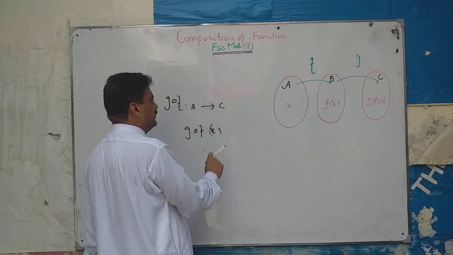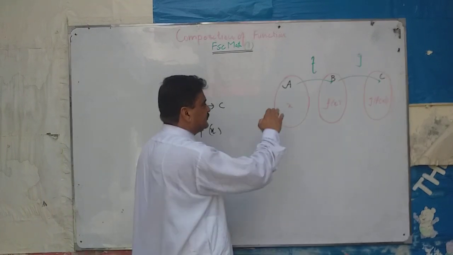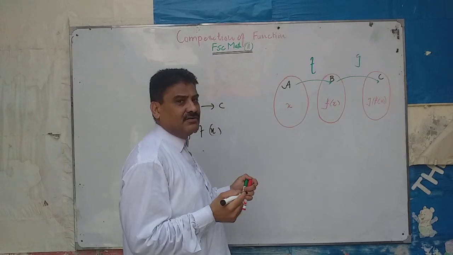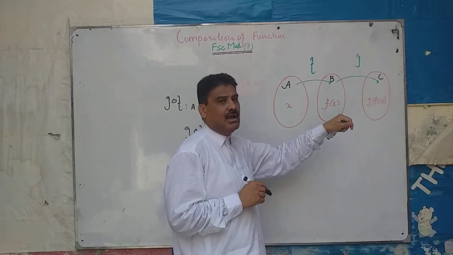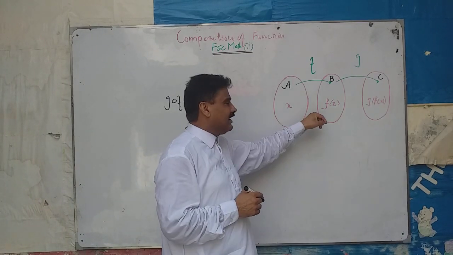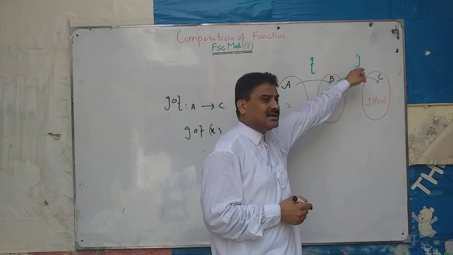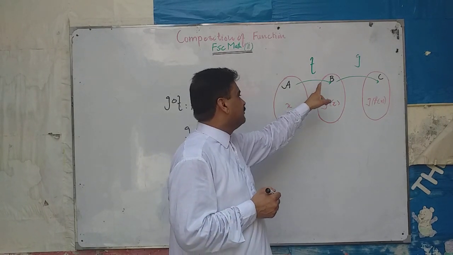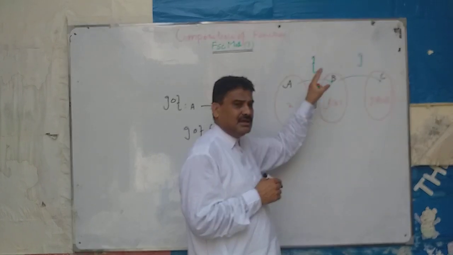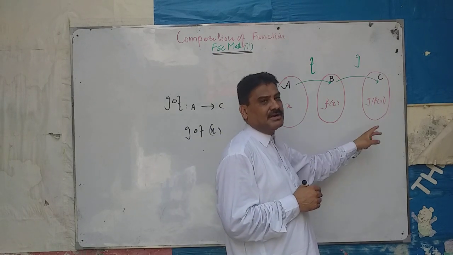Once again, I repeat. If we take three sets A, B and C, and f is a function from set A to B, applied on some element x of set A, we will get f of x, which is now an element of set B. Similarly, if g is another function from set B to C, applied on the element of the same set B, we will get g of f of x, which is now an element of set C.